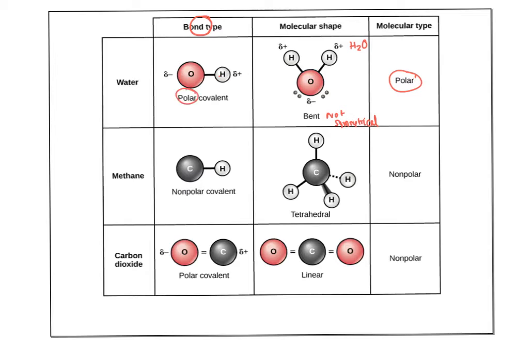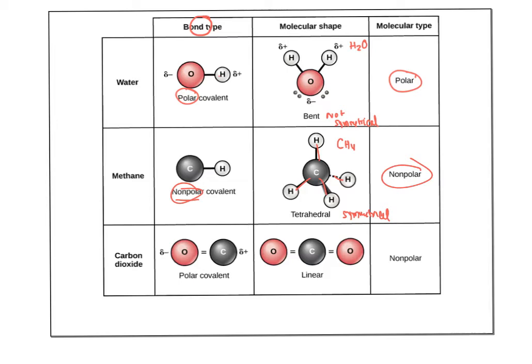This guy, methane, carbon to hydrogen is a nonpolar bond. When we have a CH4, it is a symmetrical shape. So even if we had polar bonds, they would cancel each other out. But all nonpolar bonds in a molecule makes the molecule nonpolar. So in both of these cases, the bond type and the molecule type agree.